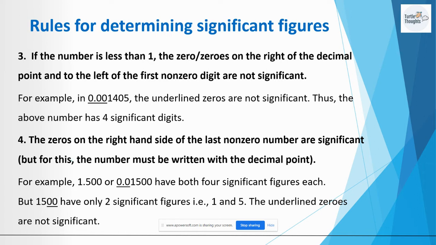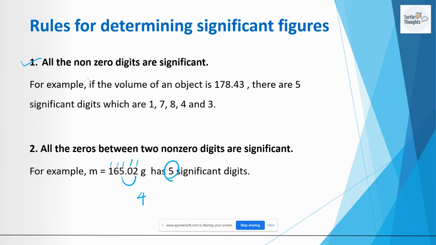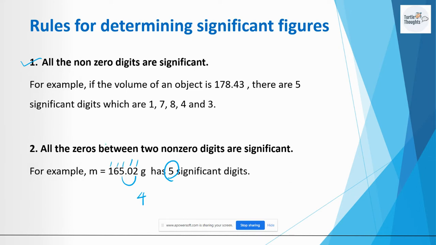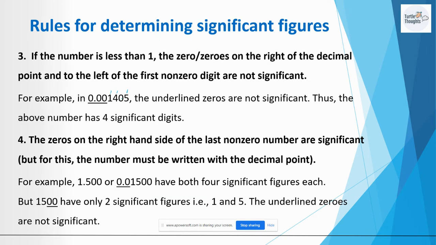So how many significant figures will this number have? 1, 4 and 5 are three significant figures from rule number 1, because all non-zero digits are significant. Next, from rule number 2, what can you say? Rule number 2 says that all zeros in between two non-zero numbers are significant. So this is a zero coming in between two non-zero numbers. So in this whole number, how many significant figures are there? 1, 2, 3, 4. Four significant figures will be there for this number.